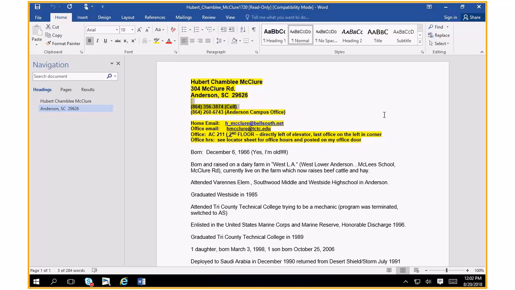My office number is there, my email, my home email. Don't use that email. Use Hubert McClure at hubertcmcclure@gmail.com. Don't use that one. I don't even check that one anymore. hubertcmcclure@gmail.com. My office email is hmcclure@tctc, and I even give you directions to my office. Why? So that way you don't ask me, where's my office? You don't ask me, when am I in my office? Because I just showed you when I'm in my office. Usually I'm not in my office.